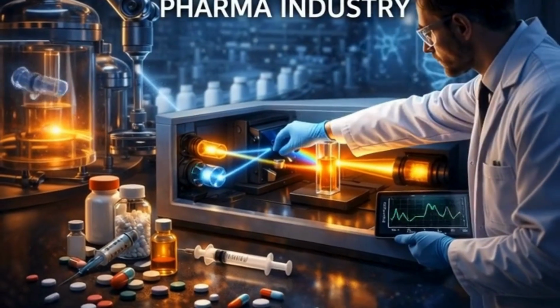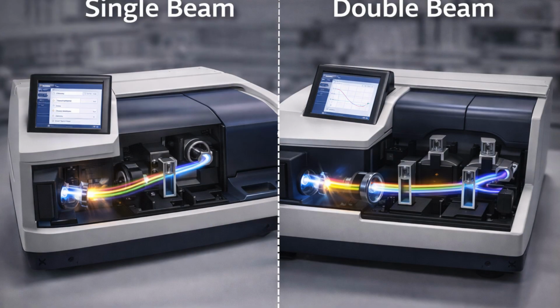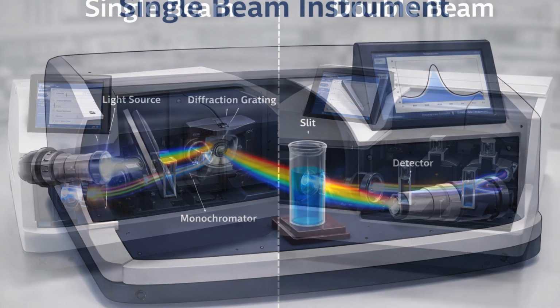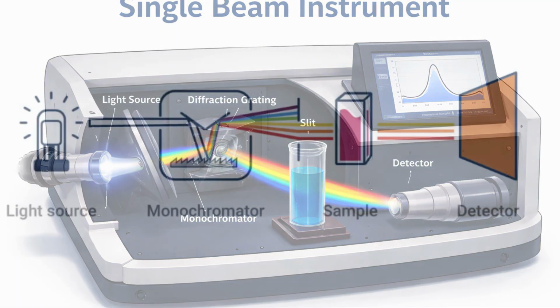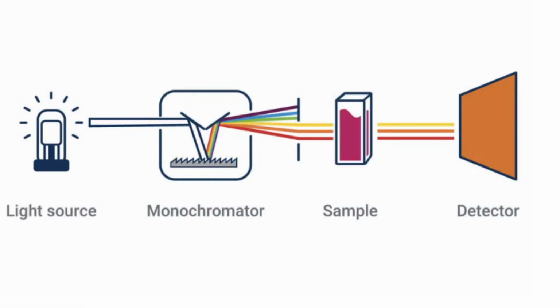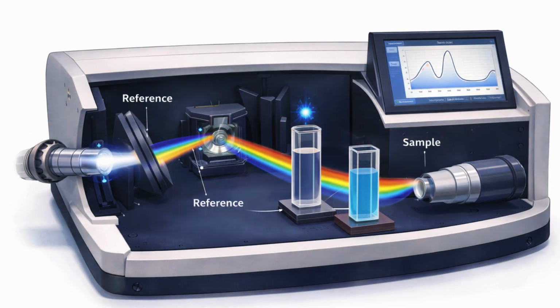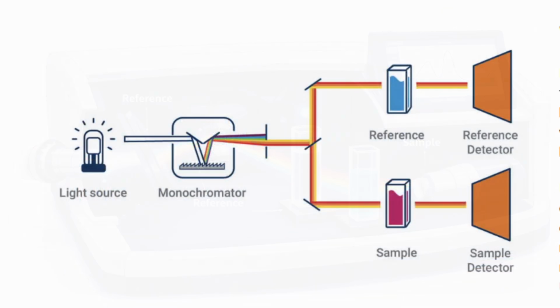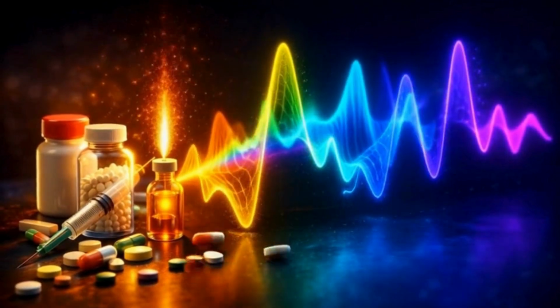Types of UV visible spectrophotometer. Two types: single beam instrument and double beam instrument. When it comes to the single beam, it measures blank and sample separately, and it is less expensive and less accurate. The double beam instrument splits light into two beams, measures blank and sample simultaneously, and it is more accurate and widely used.